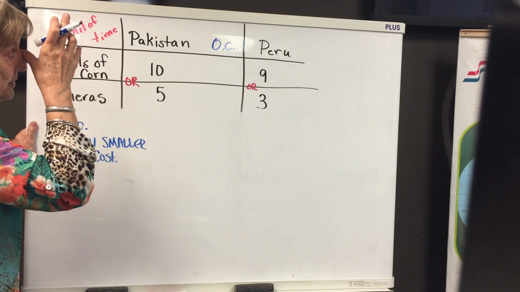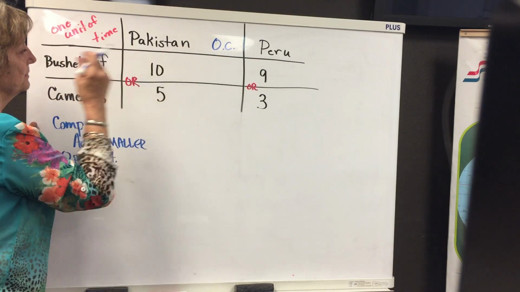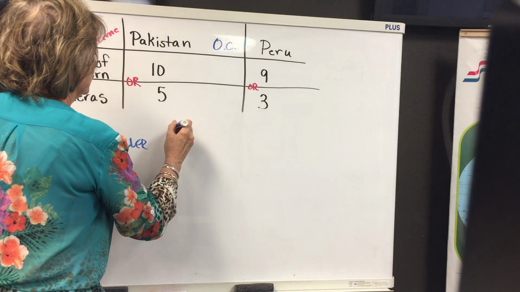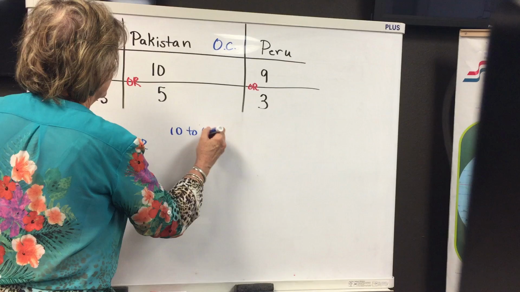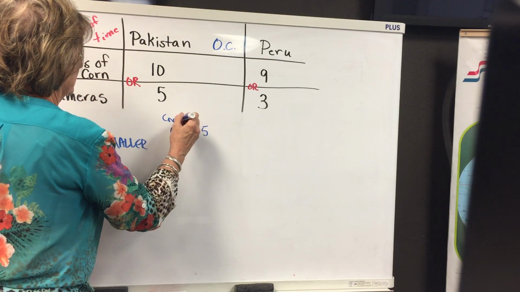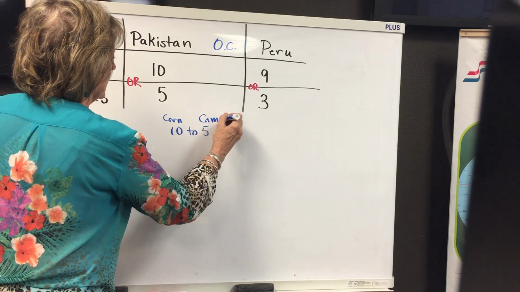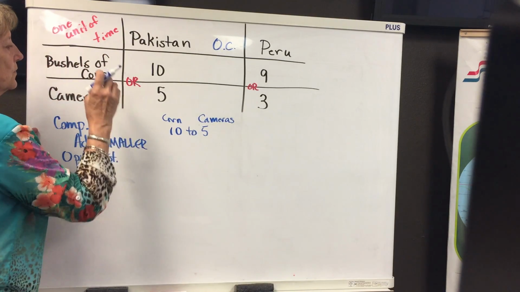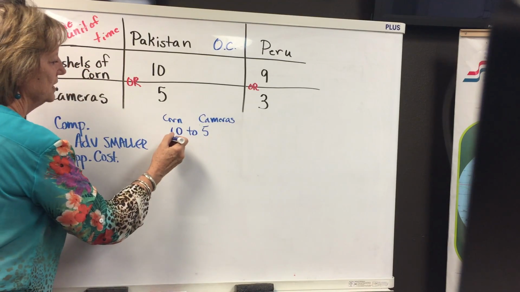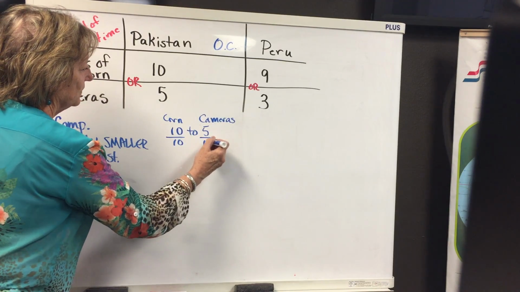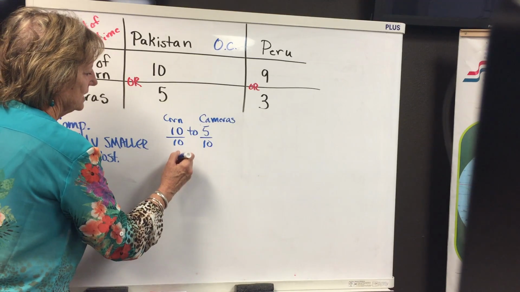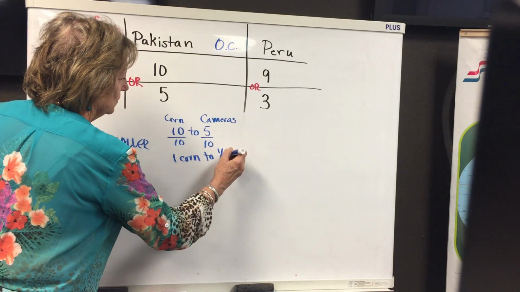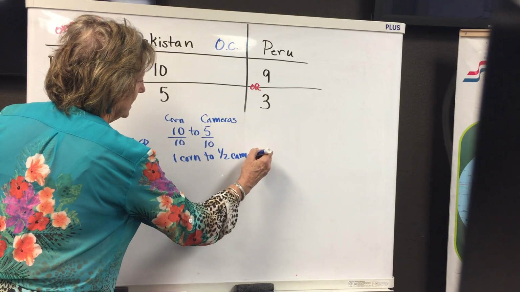We're going to look at the opportunity cost for bushels of corn in Pakistan, and you have to understand that the ratio is 10 to 5. This is corn to cameras. And the ratio that you're wanting to find is what is the opportunity cost for 1 bushel of corn. So you're going to divide this by 10, divide this by 10, and you're going to end up with 1 bushel of corn to 1/2 of a camera.